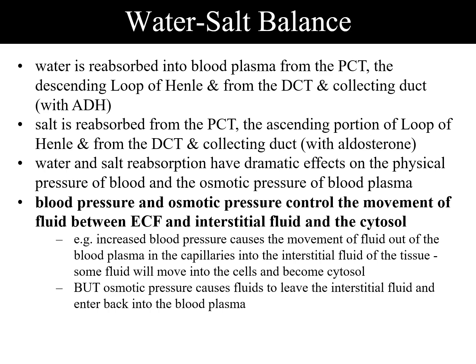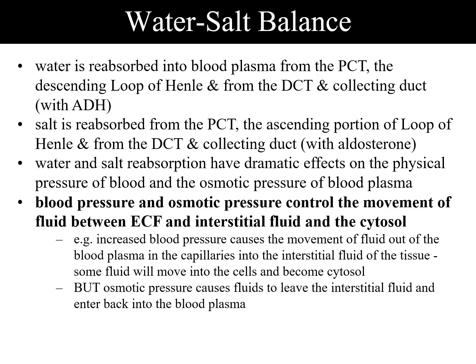For example, increased blood pressure can physically drive the movement of fluid out of the blood plasma into a tissue. So it can drive movement of fluid out of the blood plasma in a capillary network into the interstitial fluid of a tissue. And once it's in the interstitial fluid, some of that fluid's going to move into the cells to become cytosol. However, osmotic pressure will cause fluids to leave things like the interstitial fluid and enter back into the blood plasma. So there is a very complex interplay between blood pressure and osmotic pressure and how they control the movement of fluid in our body.